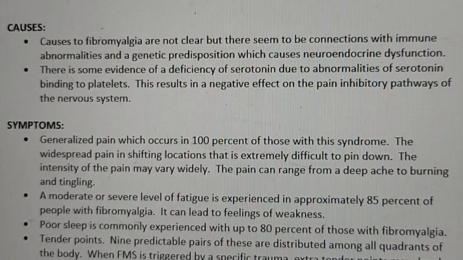Okay, for symptoms, there are a few symptoms here. Just take a look at this.